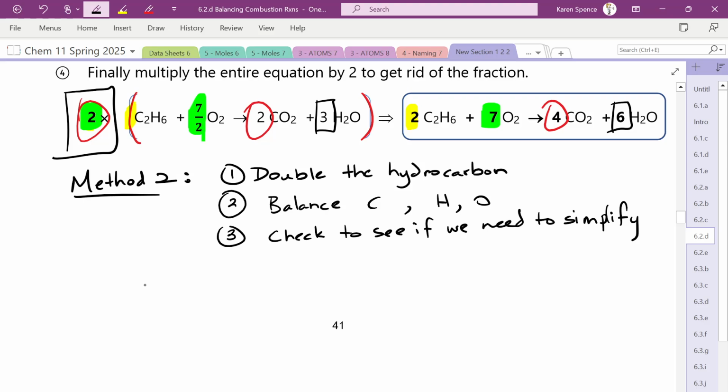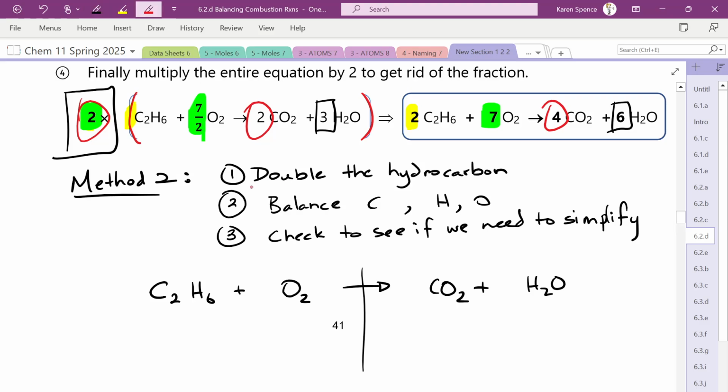So let's try this one here. We have C2H6 plus O2 gives CO2 plus H2O. And we're going to start by doubling the hydrocarbon, which means we're going to put a 2 right here. So that is going to mean you're never going to have to work in halves, but you might need to simplify at the end. So you can always start by doing that.